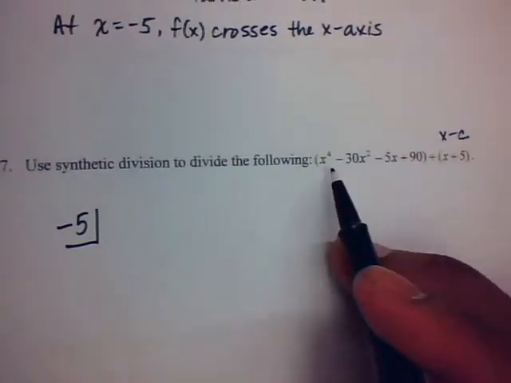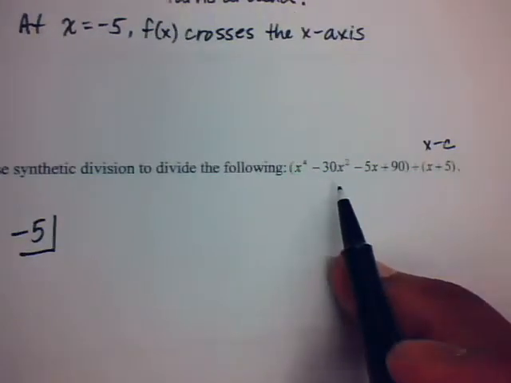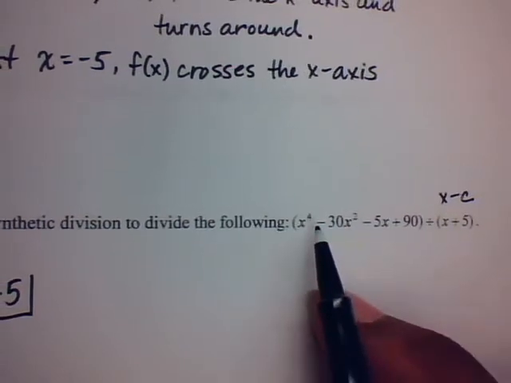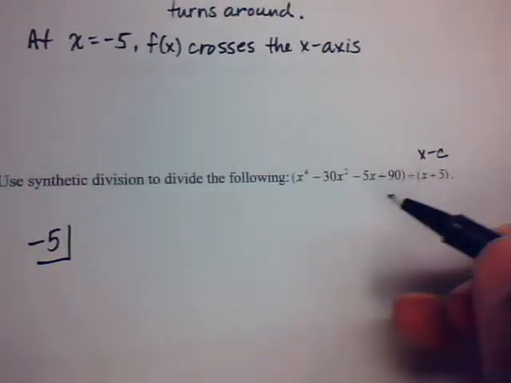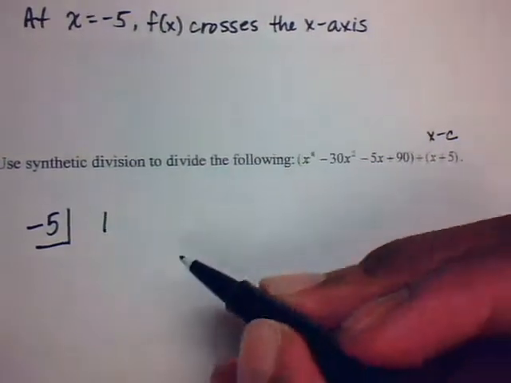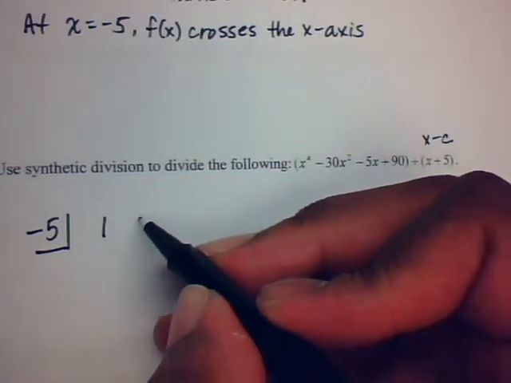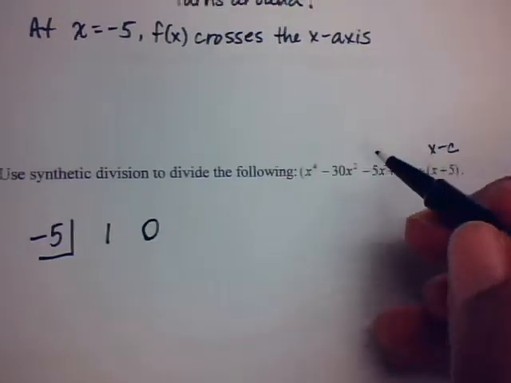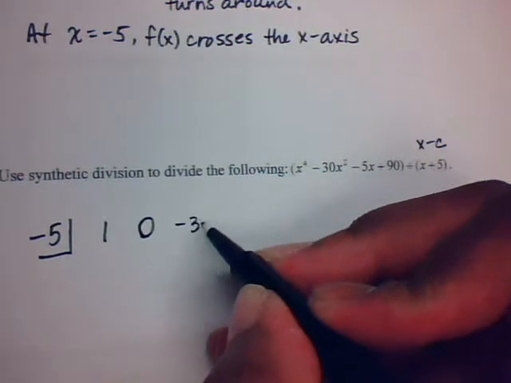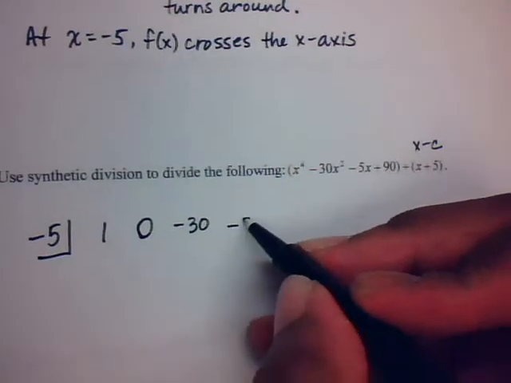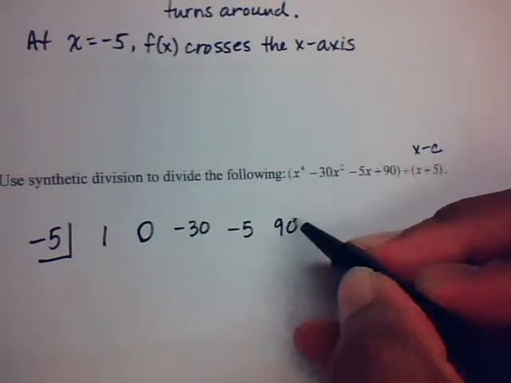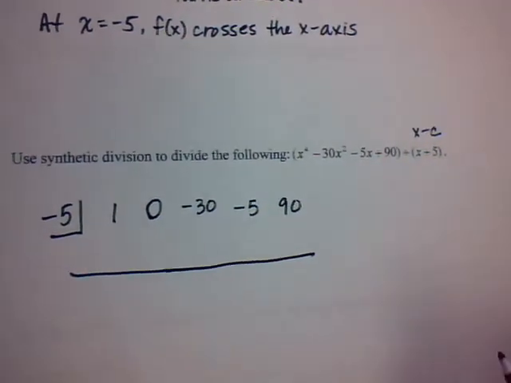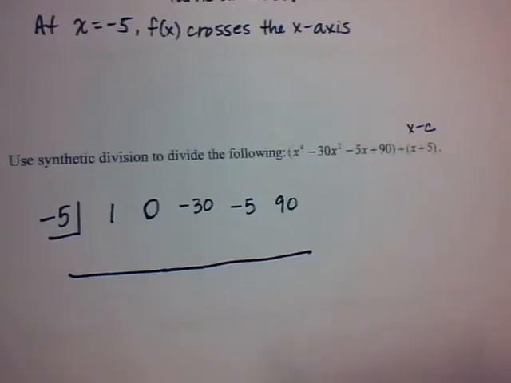Now, let's see if there are any missing terms here. In this case, there are missing terms. We got x to the 4th, and then we're going down to x squared. We're missing an x cubed. So here, for x to the 4th, this coefficient is 1. But for x cubed, since it's a missing x cubed, we need to put a 0 there. And then for x squared, it's negative 30. For x it's negative 5. And then for your constant is 90. And keep in mind, any missing terms, you must put a 0 to compensate for that missing term.